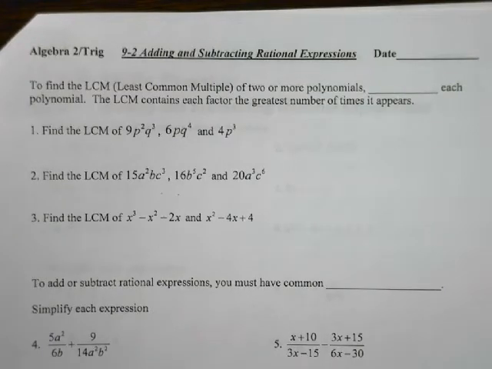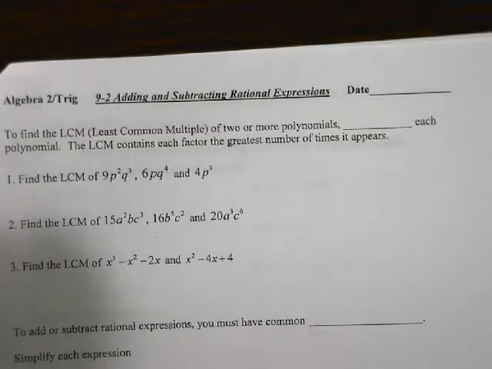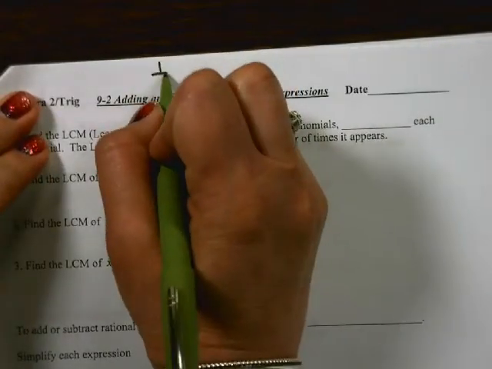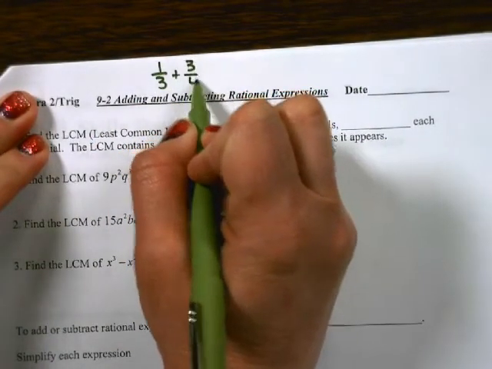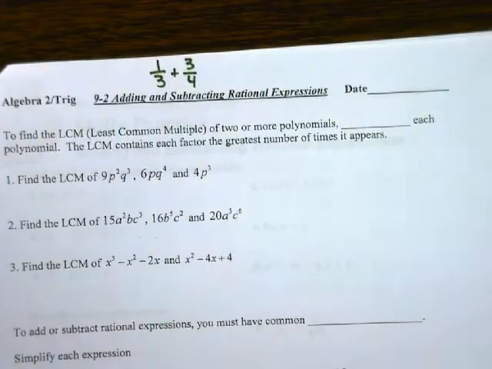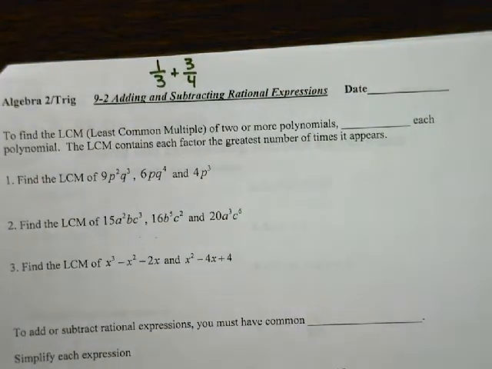Least common multiple. And what do we call that when we add and subtract fractions? What does the least common multiple get us? Okay, so let's think about some numbers. What if I wanted to add 1/3 and 3/4? You have to have the bottom the same, right? We have to have a common denominator.